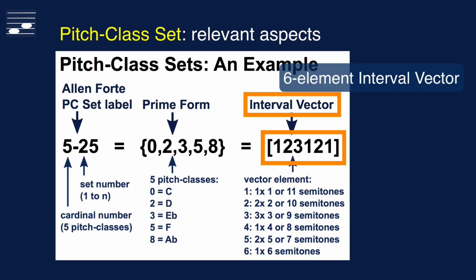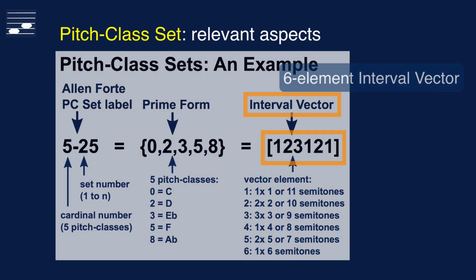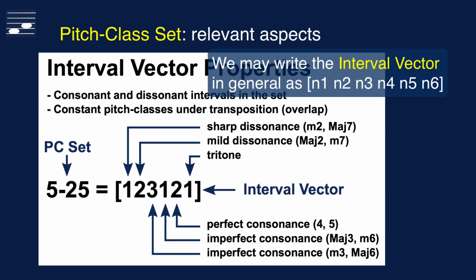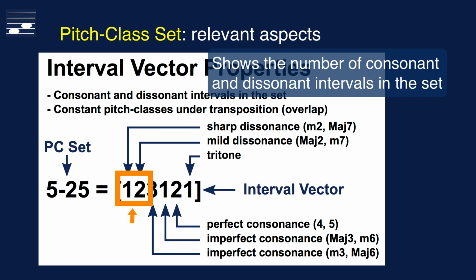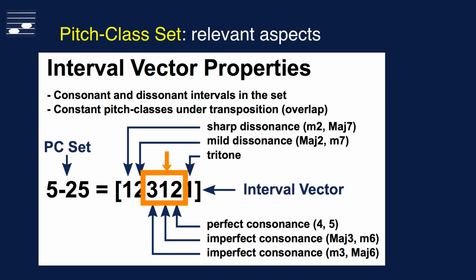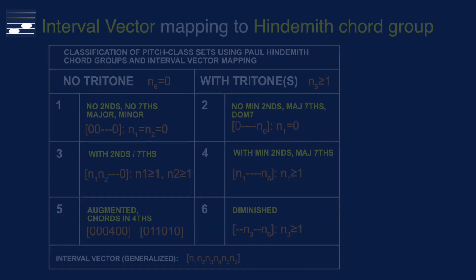On the right we see the interval vector with its 6 elements. The 6 vector elements list the number of intervals in the set. For example, here the last element N6 has the value of 1. There is a single tritone in this set. The two numbers on the left, N1 and N2, list the presence of dissonant seconds or their equivalents sevenths. The other three indicate consonant intervals of the third and fourth.